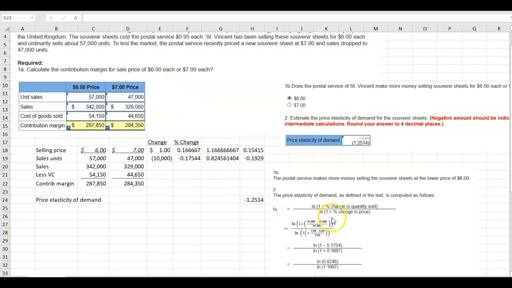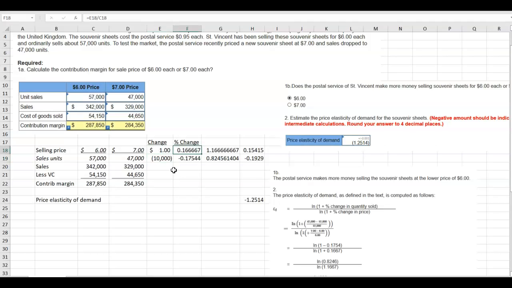Okay, now down here is the formula for the price elasticity of demand. We can calculate that by taking the natural log of 1 plus the percentage change in quantity sold divided by the natural log of 1 plus the percentage change in price. All right, so let's calculate the change in price here, right? So we went from $6 to $7, so the change was $1. Units went down from 57 to 47, so it fell by 10,000.